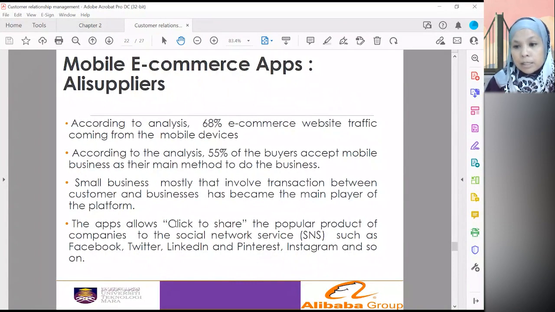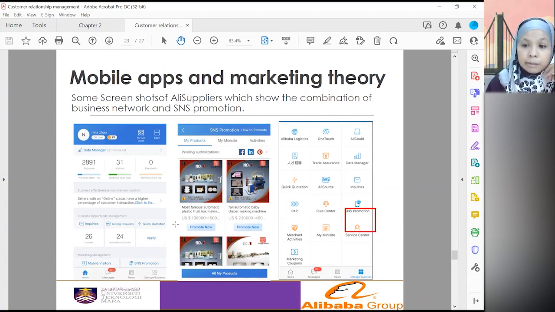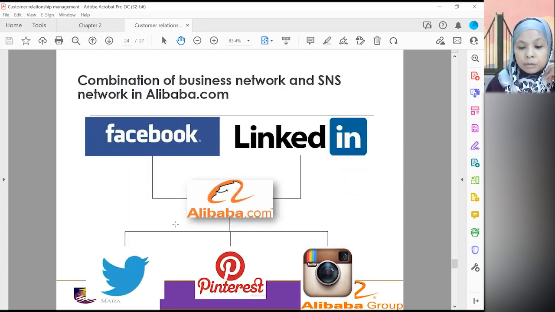Again, I'll repeat that more than 60% of e-commerce traffic comes from mobile devices. Therefore, whether you are looking for supplies or you are the supplier, alright? Like in our pineapple jam case study, you are basically the pineapple jam supplier. So it's good if you can have a mobile app because like I said, more than 60% of traffic comes from mobile devices. Okay. So this is how the Ali Supplier app looks like. Okay. So it's integrated with all sorts of social media. Okay.